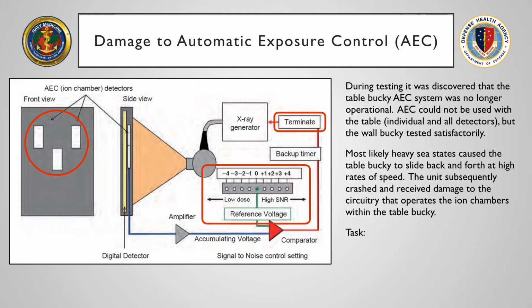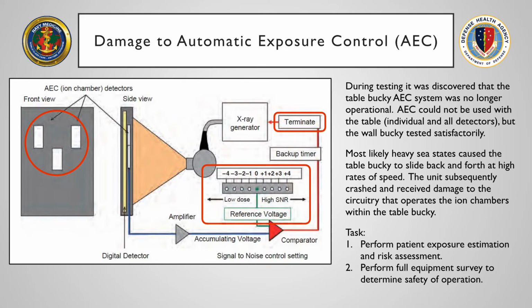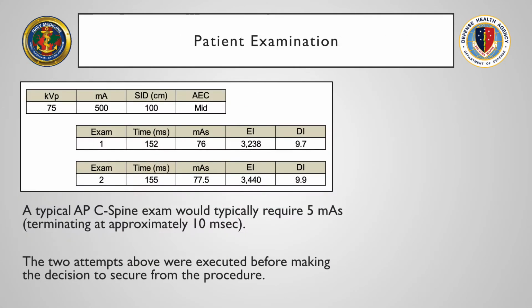So my task on board the Blue Ridge was to perform a patient exposure estimate and do a risk assessment, and then also do a full equipment survey to determine its safety to operate. The diagnostic exam taken was an AP C-spine exam. It would typically require 5 mAs, which at 500 mA programmed into automatic exposure control would terminate at approximately 10 milliseconds. Now, with the 2 attempts listed on the screen, the first exam instead terminated at 152 milliseconds, with the second exam terminating at 155 milliseconds.